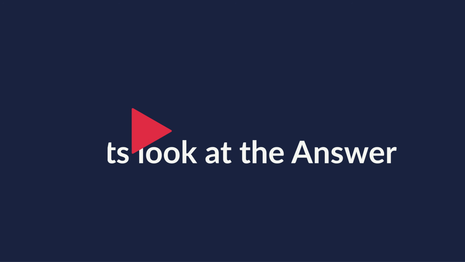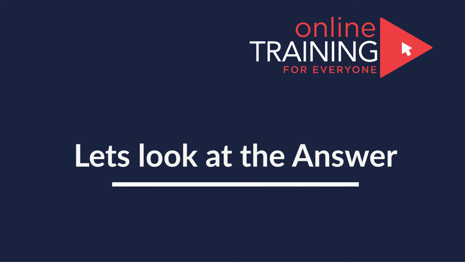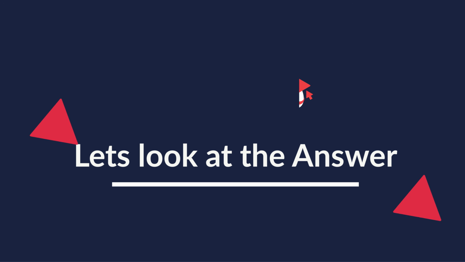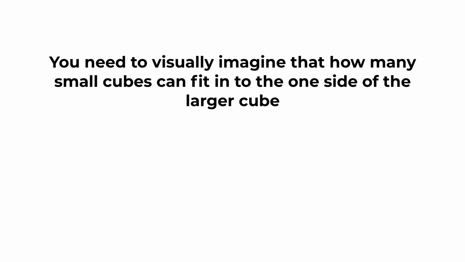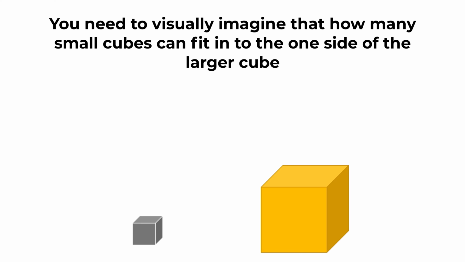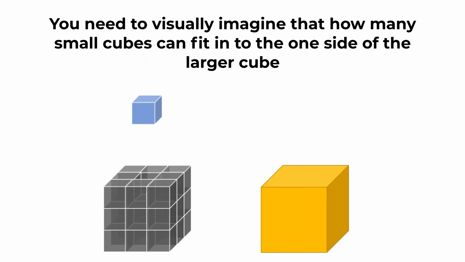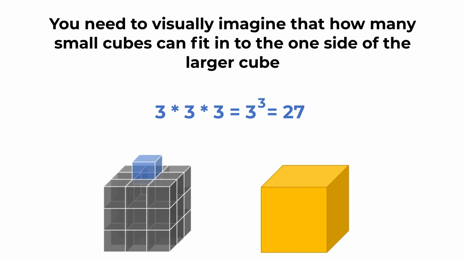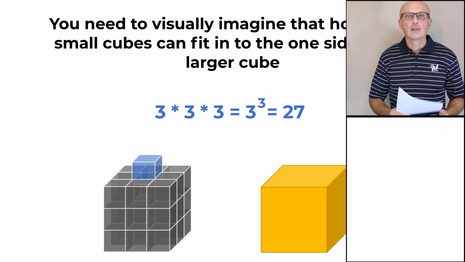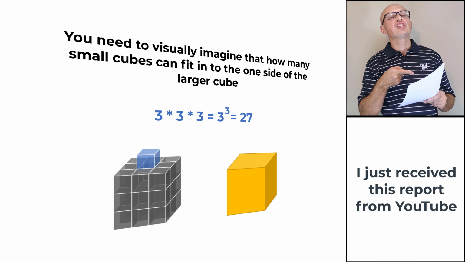To solve this challenge, you need to visually imagine how many small cubes can fit into one side of the larger cube. And the answer is that 3 small cubes can fit on each side of the large cube. And since cube is 3-dimensional, the number of small cubes that can fit into the large cube can be calculated using the formula 3 multiplied by 3 multiplied by 3, which is equal 3 cube. That's where the word cube might be coming from, which equals 27.